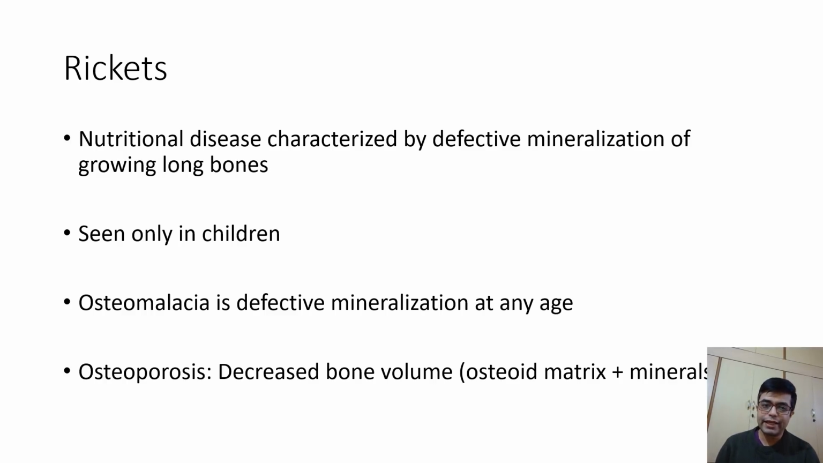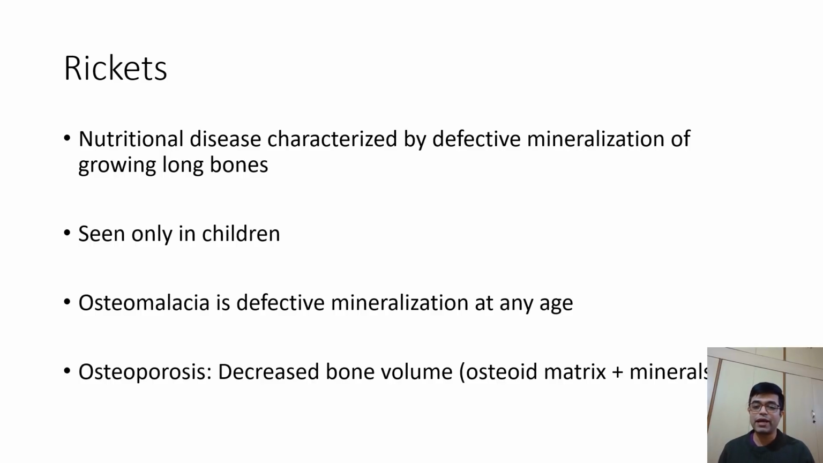What is rickets? Rickets is a nutritional disease which is characterized by defective mineralization of the growing long bones. You need to understand that rickets is a disease of children. See, vitamin D deficiency, calcium deficiency can occur at any age. And when bone density is decreased, there is defective mineralization at older age, then we call it as osteomalacia. Rickets occurs only in growing bones. So beyond 18 years of age, vitamin D deficiency will not produce rickets, it will produce osteomalacia.